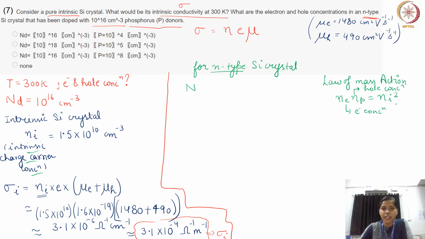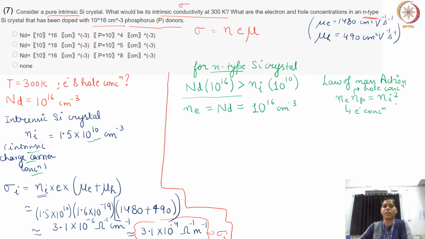and this is again your intrinsic charge carrier concentration. Okay, now we can see that Nd, that is our donor atom concentration, is 10 raised to the power 16, and that is greater than our intrinsic charge carrier concentration, which is around 10 raised to the power 10 per centimeter cube. Okay, so now for this case we can write the concentration of the electrons in this n-type silicon crystal will be equivalent to Nd, and that is my 10 raised to the power 16 centimeter minus 3. Okay, now put this value in this equation. Now let's say this is our equation number 1.